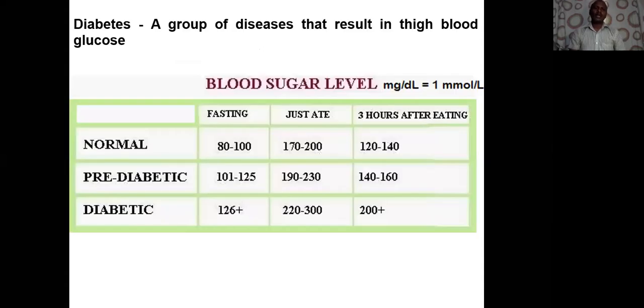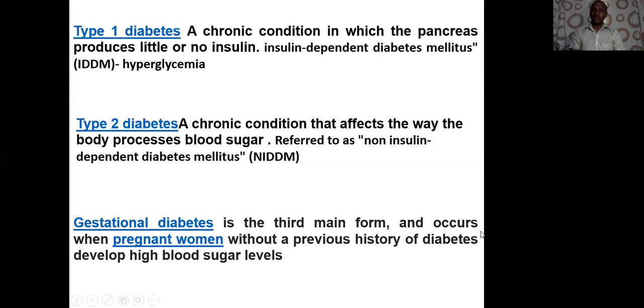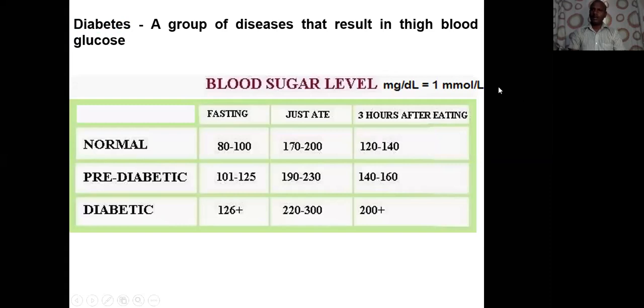Diabetes is actually a group of diseases. It is not a single symptom. It is a group of diseases which results in variation in the blood glucose levels, that is, an increase in the blood glucose level. So these are the blood glucose levels in a diabetic patient.